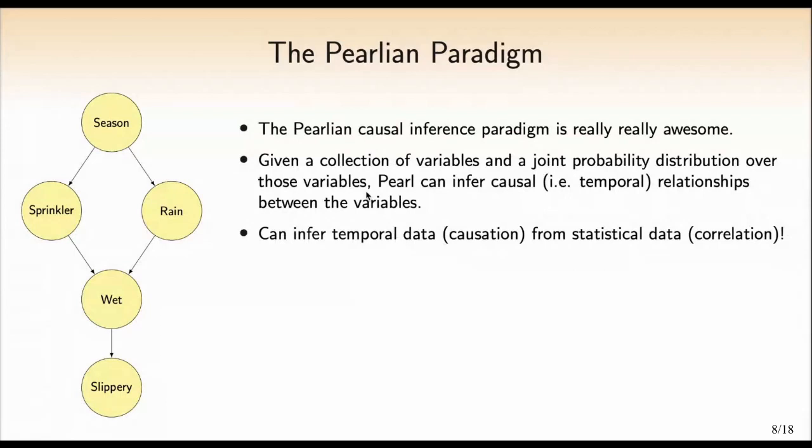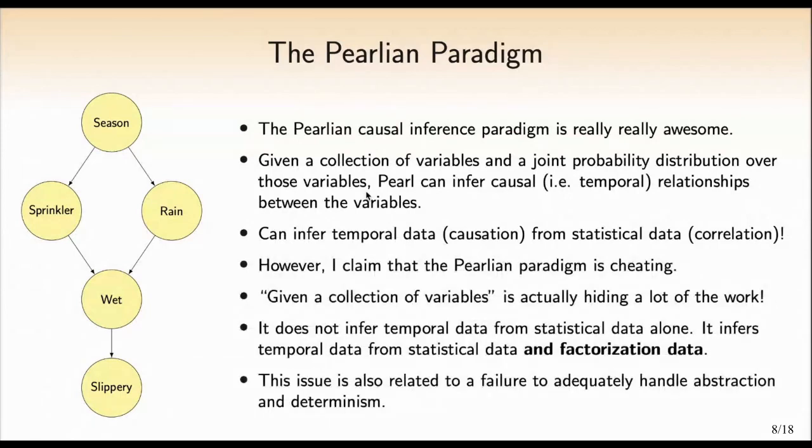Cool. I am going to go a little bit against this though, and I'm going to claim that Pearl is kind of cheating when doing this. The thing I want to point out is that "given a collection of variables" is actually hiding a lot of the work. In this sentence, given a collection of variables and a joint probability distribution over those variables, the emphasis is put on the joint probability distribution, as if you're inferring causality from statistics. But a large part of my thesis is that "given a collection of variables" is hiding a lot of the work. Pearl is not inferring temporal data from statistical data alone. He is inferring temporal data from statistical data together with factorization data, how the world is broken up into these variables.